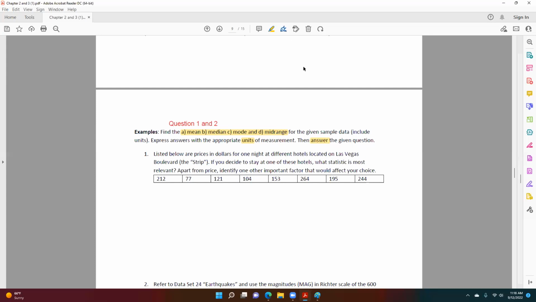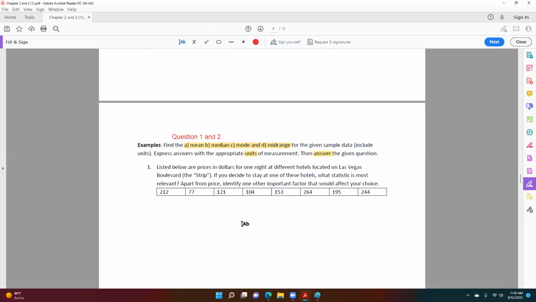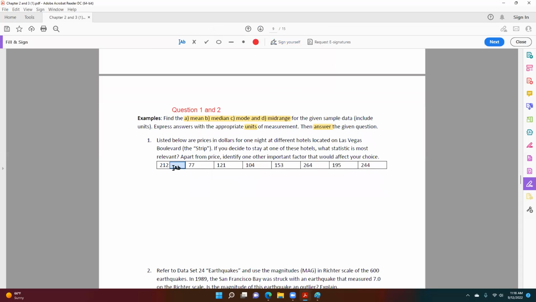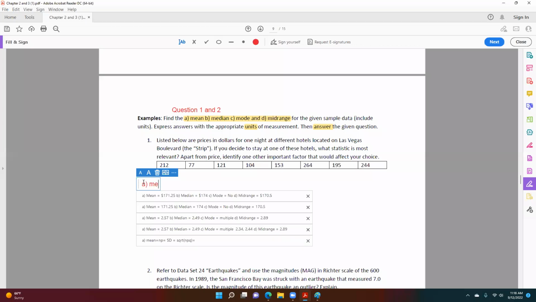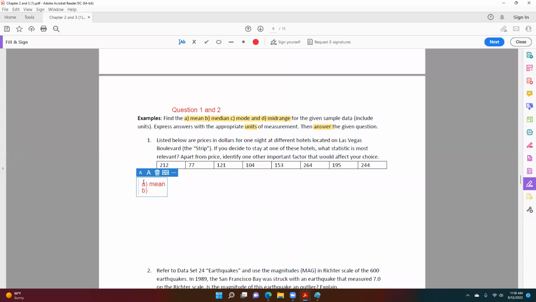The first question is asking us for the prices in dollars for one night at different hotels located on Las Vegas Boulevard, which is the Las Vegas Strip in Vegas. So you need to find what is the mean here. What is the median? What is the mode? And what is the mid-range?